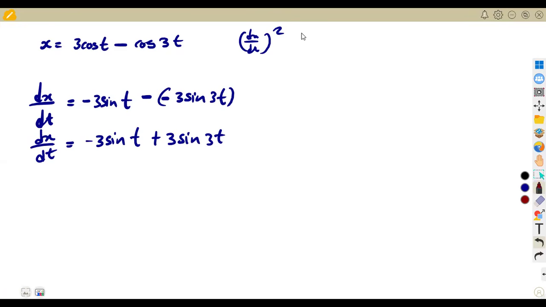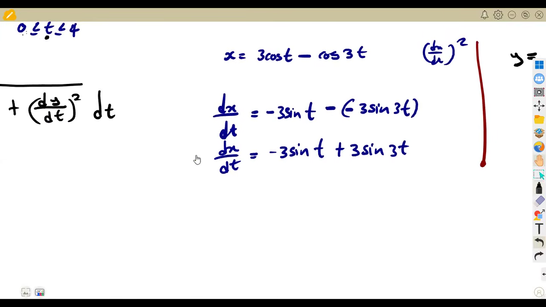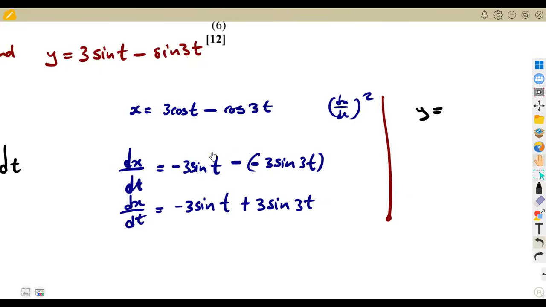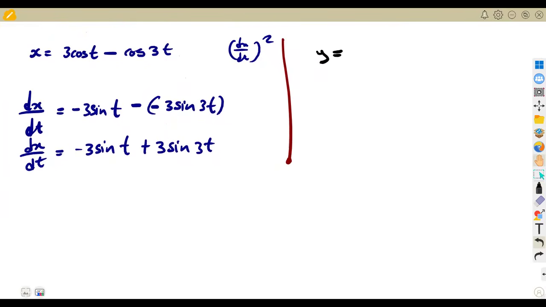We move on to the other stage here, all right? So we are going to need it for y in that case. Remember that y was equal to what? Y is equal to 3 sine t minus sine 3t. All right, so this is y, which is equal to 3 sine t minus sine 3t. So just like the previous part, we have to find the derivative of y with respect to t. So differentiate a sine changes to a cos, and it's a positive, so it does not affect anything. So it's going to be 3 cos of t in this case, all right?